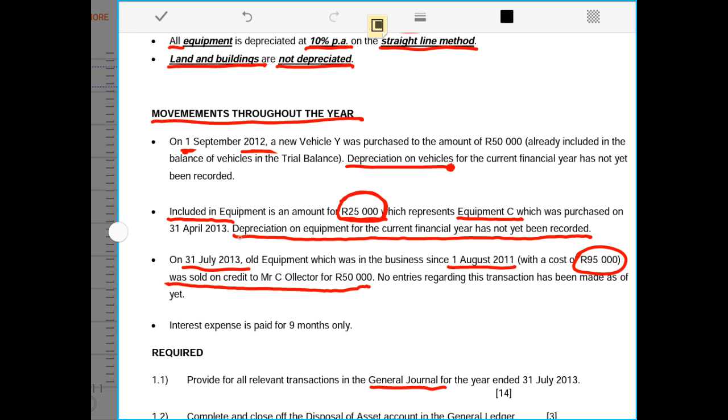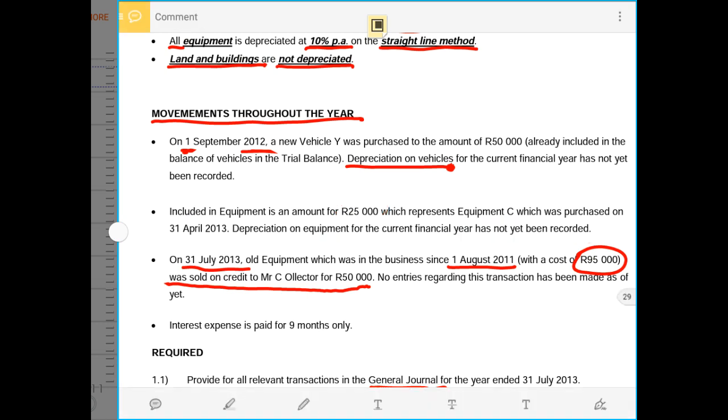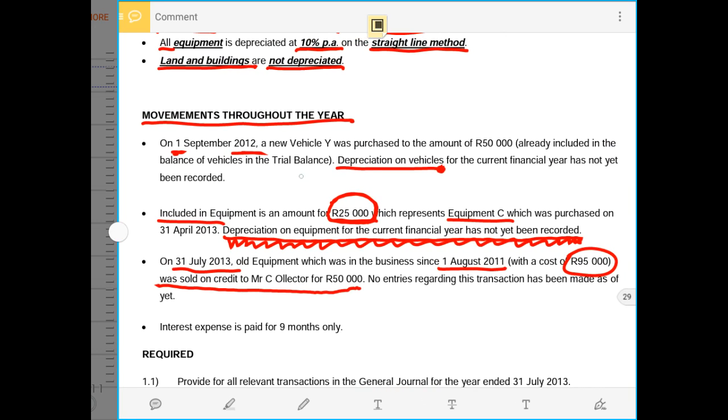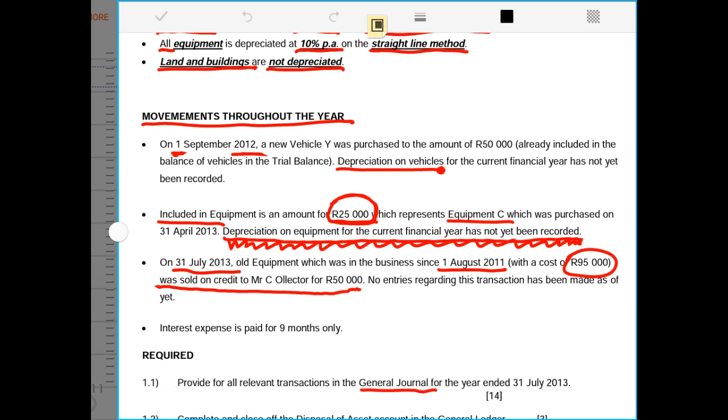But the only thing that we need to account for is the depreciation on equipment for the current financial period, for all the equipment, the new equipment and the old equipment that is in the business. Then the third one is the depreciation for the vehicles. Then after the depreciation for the equipment, the third one now was the disposal of the old equipment.